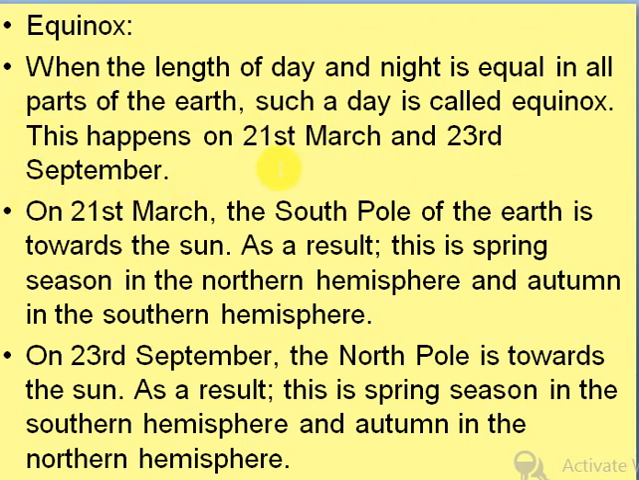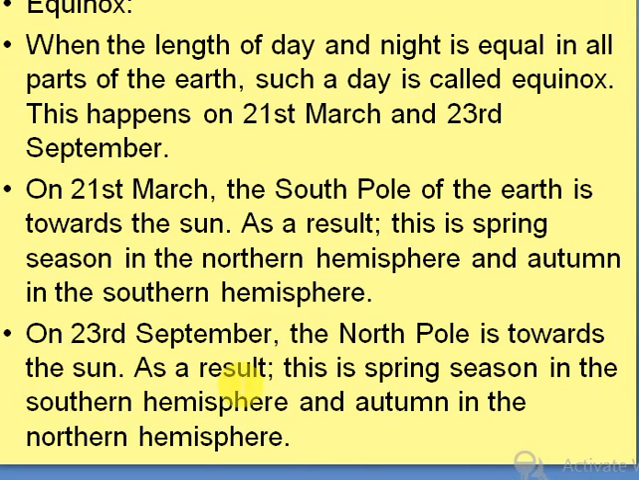You already learned about the equinox. When the length of the day and night is equal in all parts of the earth, such a day is called equinox. This happens on 21st March and 23rd September. On 21st March, the south pole of the earth is towards the sun. As a result, this is spring season in the northern hemisphere and autumn in the southern hemisphere. And on 23rd September, the north pole is towards the sun. As a result, this is spring season in the southern hemisphere and autumn in the northern hemisphere.